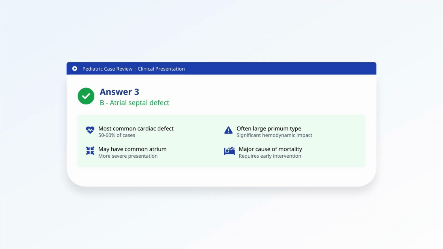This is the most common cardiac defect in Ellis Van Creveld Syndrome, occurring in 50 to 60% of cases. The defects are often large primum-type atrial septal defects, and some patients may have a common atrium. Cardiac defects represent the major cause of mortality.